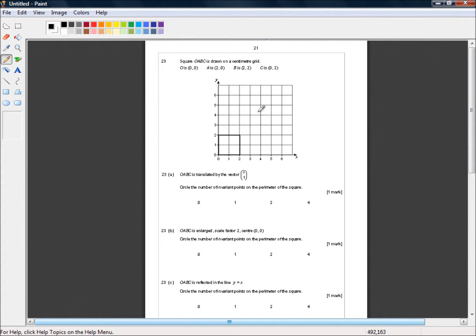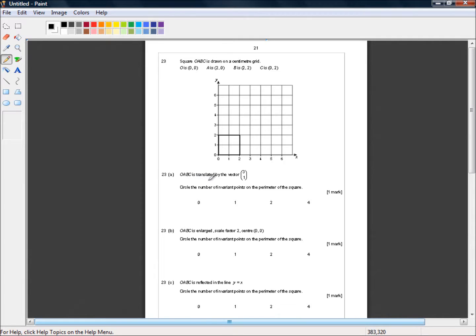We're picking up here in question 23, square OABC, which I'm guessing is this, drawn on a centimetre grid, so these are all centimetres. O is 0, 0, so that's the origin. A is 2, 0, so that's A. B is 2, 2, so that's B, and C is 0, 2, so that's C.